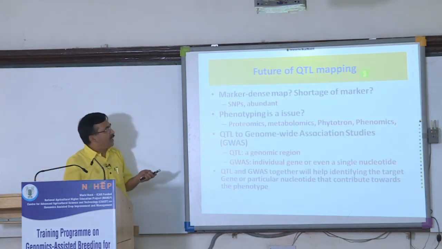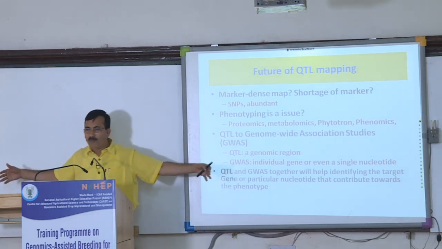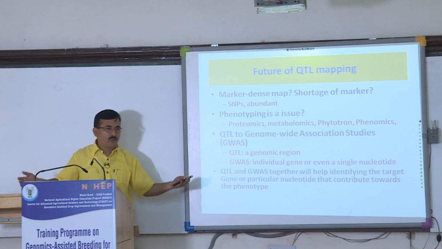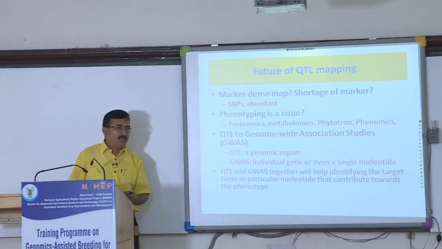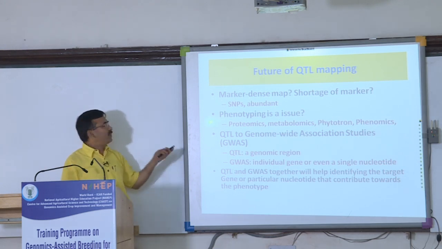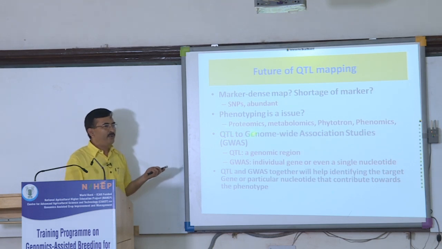You said I need marker density. Why do you think about that? You have the whole genome. For most of the crops you are working on now, the whole genome is available to you. Why are you worried about those marker systems? SNPs are there, thousands, abundant SNPs are there. So why are you worried?